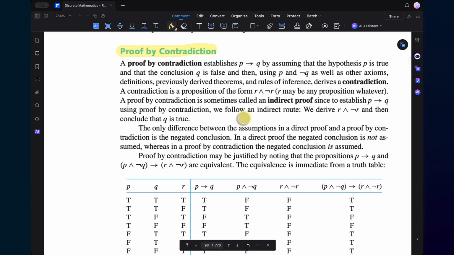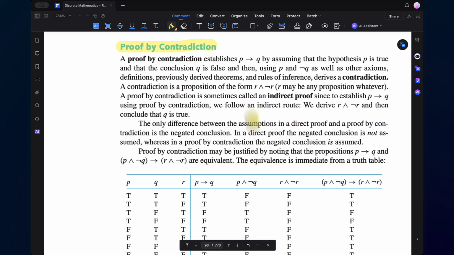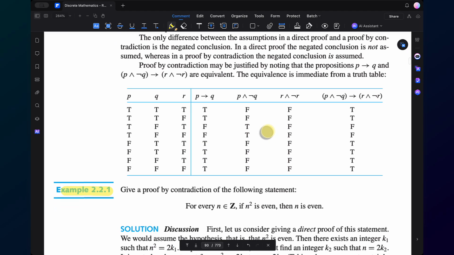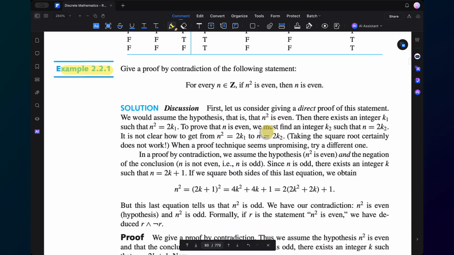So the idea is, if you're trying to establish P implies Q, one way of establishing that is to assume that Q is not true and then derive a contradiction. A contradiction is of this form, R and not R, right? You can't have both. That is a contradiction. Okay, so let's look at some examples here.